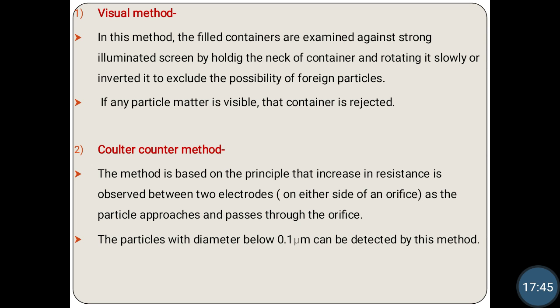First one is a visual method. Actually it is an old method, but it is a reliable method. Also it is an easy method to check the clarity of the parenteral preparation.